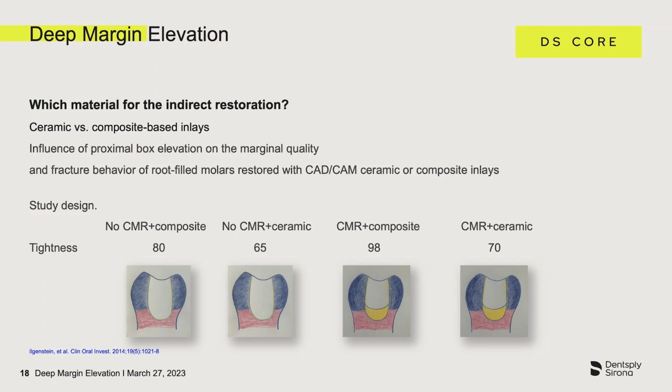In this study, it was shown that the marginal seal between a composite-based material and the composite surface after deep margin elevation was particularly high in a very high proportion of the marginal sections considered. A classical ceramic restoration showed a high tightness in the marginal seal to the composite surface in significantly fewer proportions.